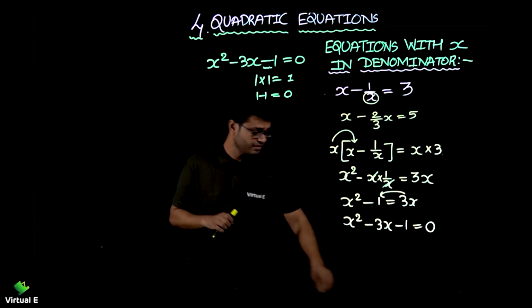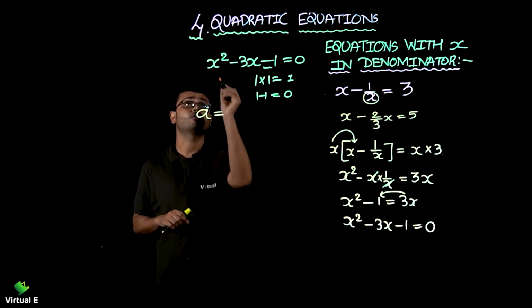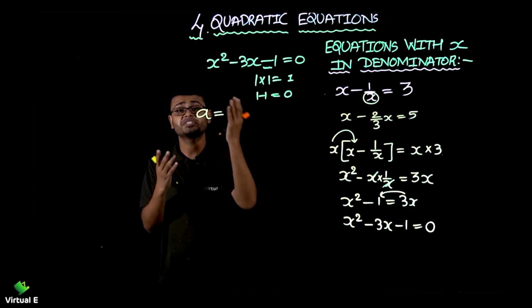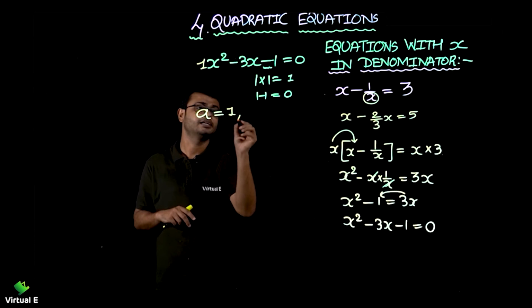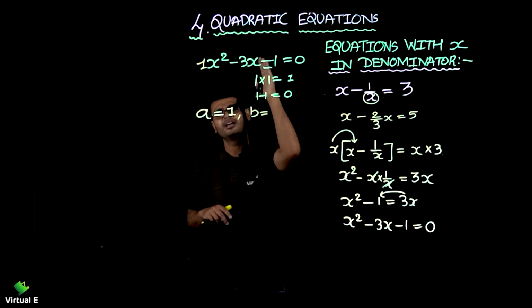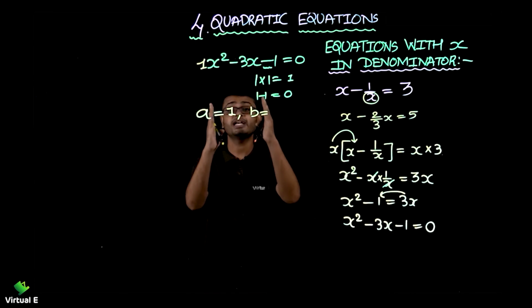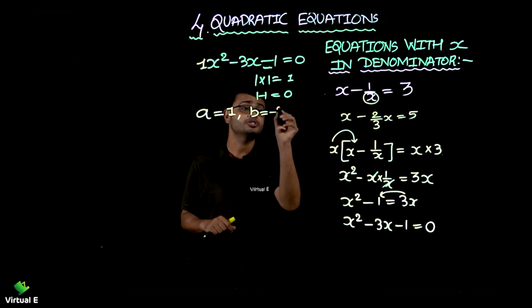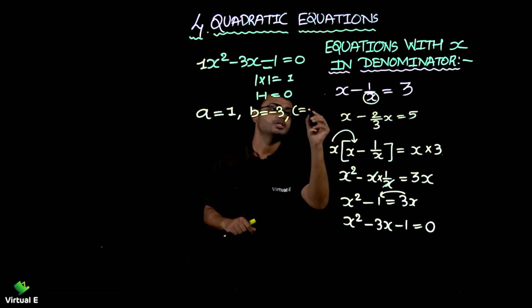So let's write the value of a, meaning the coefficient of x square. Coefficient of x square, there is nothing, means 0. No, it is 1. Then the value of b, the coefficient of x, what's that? Plus 3 or minus 3. I told you if it is a negative sign, then you need to write it, which is minus 3. And for c, it is minus 1.